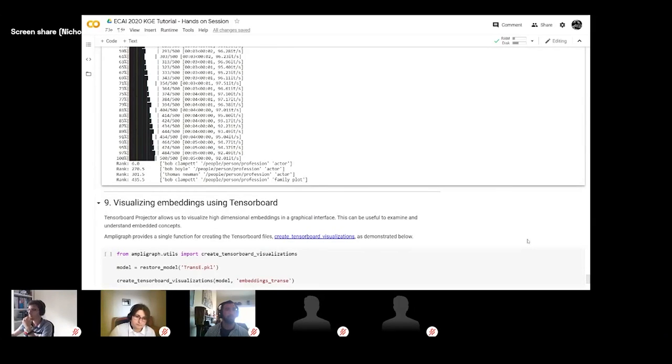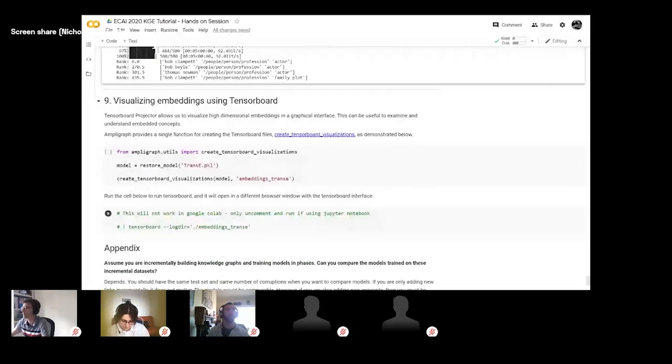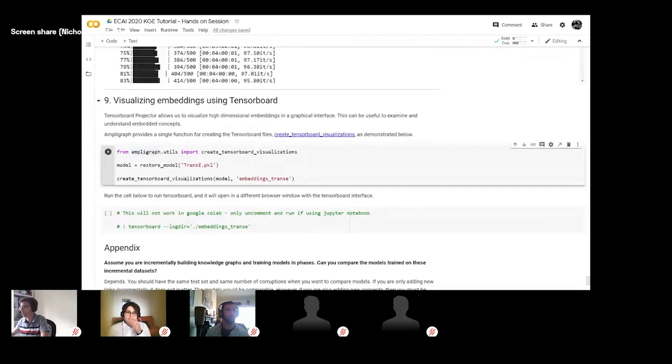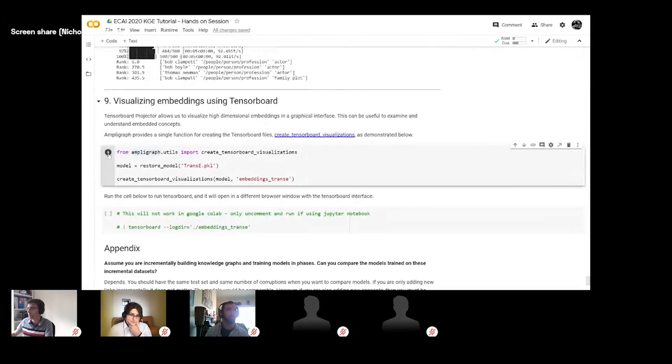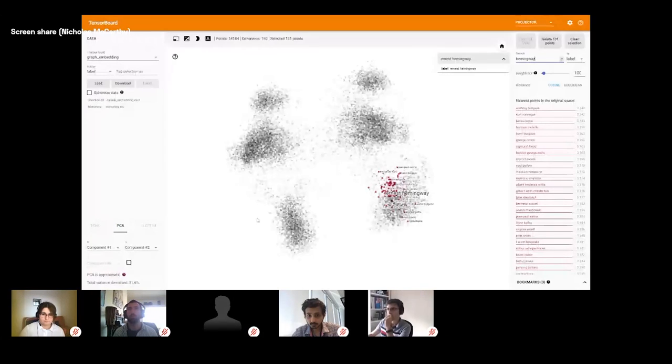The final function I want to show is a very, very simple convenience function for generating TensorBoard visualizations. This is just a very good way of getting an understanding of the space of the embeddings. So again, we have a simple function called create tensorboard visualizations. We supply it with the model, and it will generate all the files required to run TensorBoard. Again, if you're running this from Colab, the following cell won't work. But I'm going to switch over to a different tab where I have the example already running.